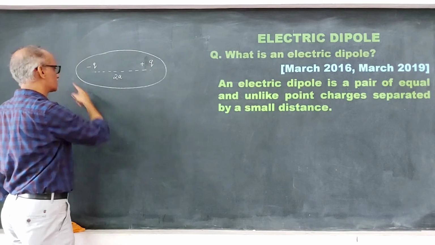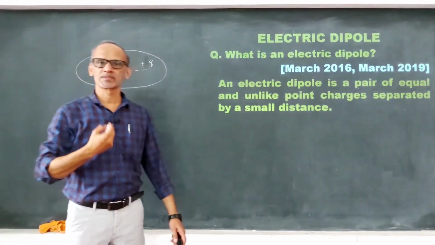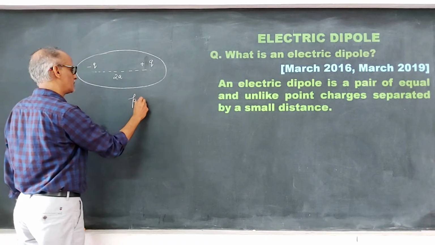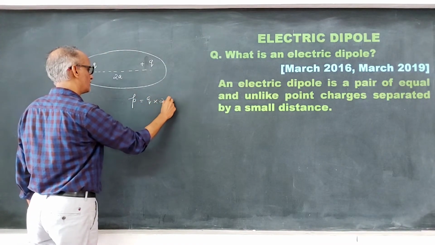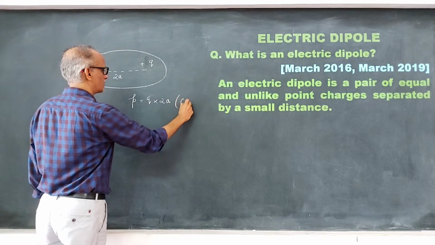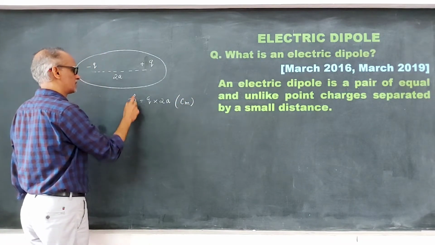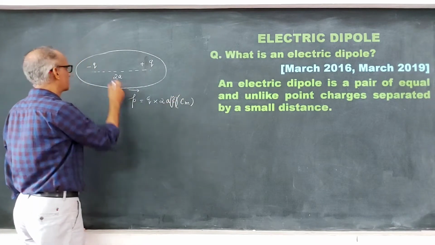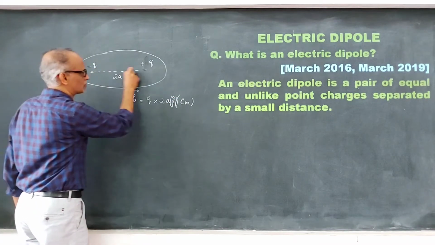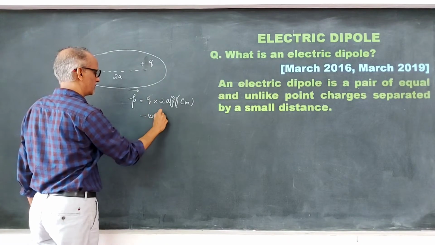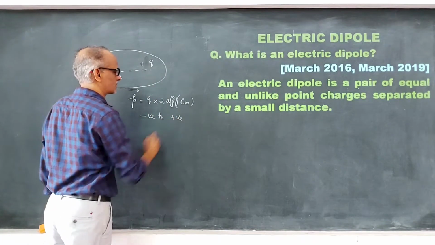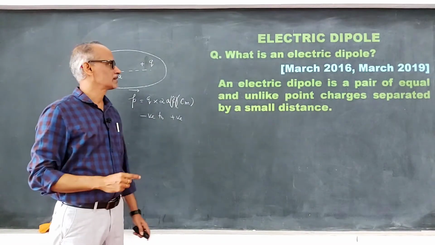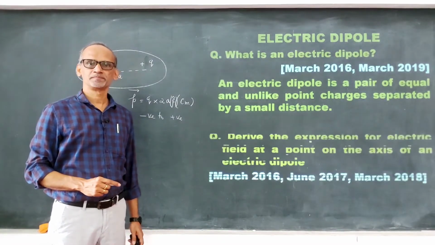The strength of an electric dipole to produce an electric field depends on the electric dipole moment, which is given by P is equal to Q into 2a, having SI unit coulomb meter. It's a vector quantity. It's always directed from the negative charge towards the positive charge, negative to positive. That's the direction of the electric dipole moment. But the question that has appeared is, what is an electric dipole?